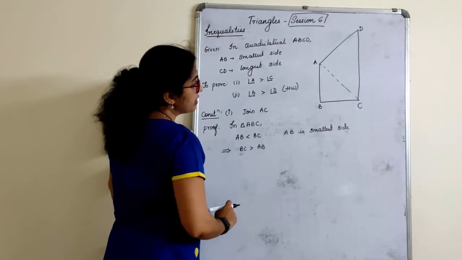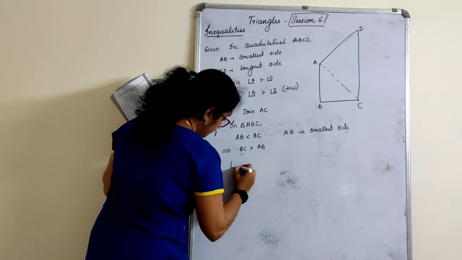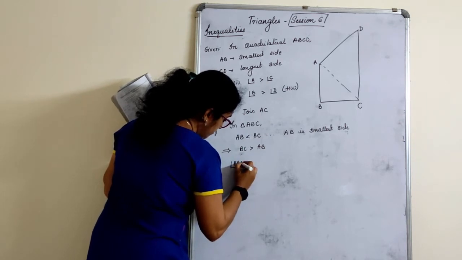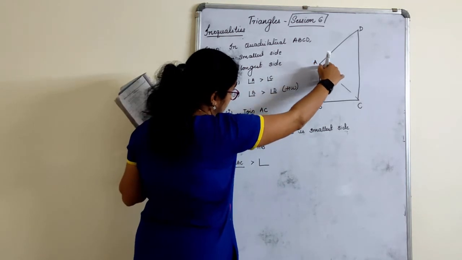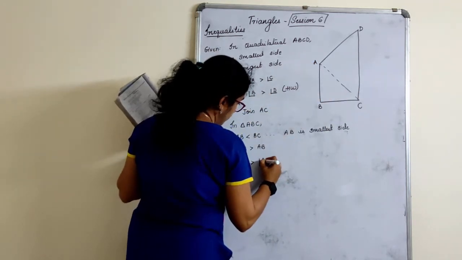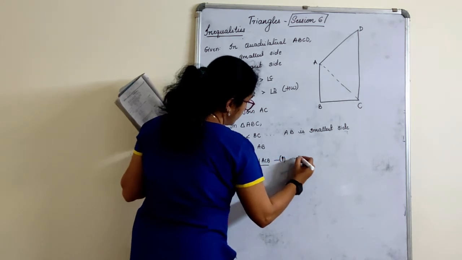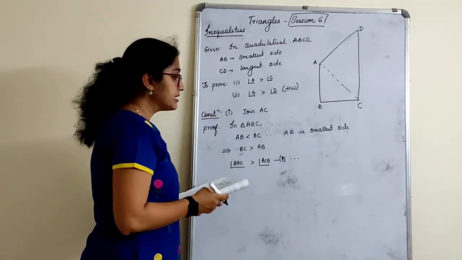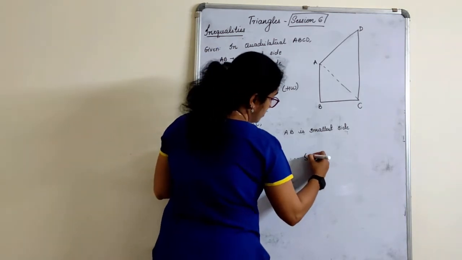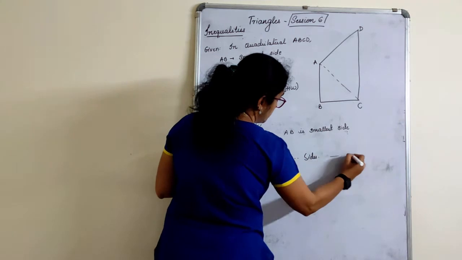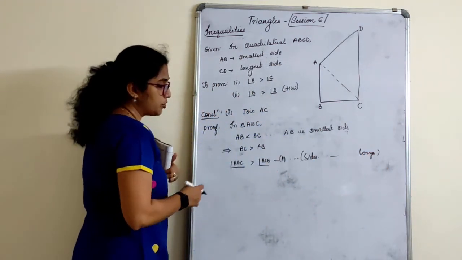For BC, what is the angle, children? Angle BAC. For AB, what is the angle? Angle ACB. Equation 1. Reason. What will you write? Sides opposite to greater angle are longer. That is the same reason what you have to write.